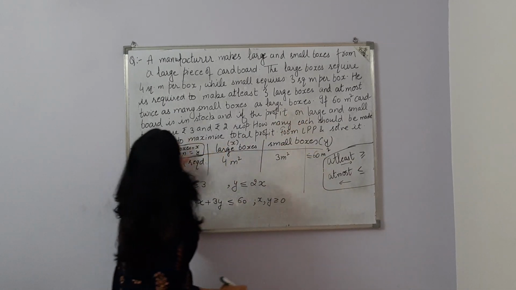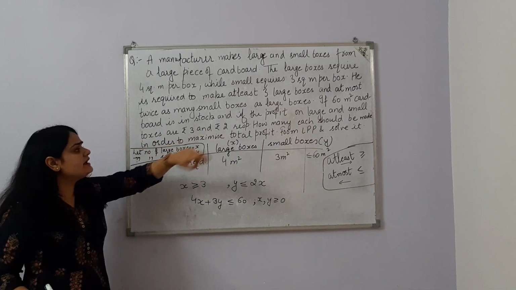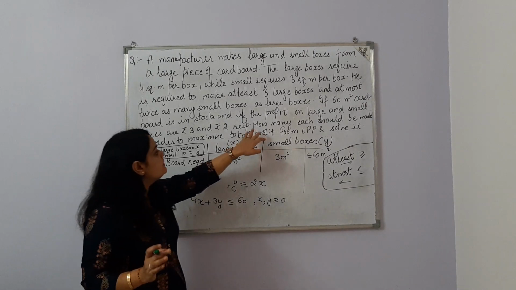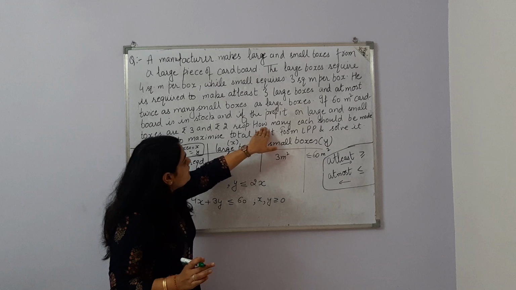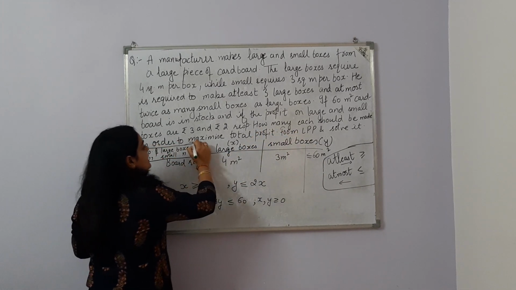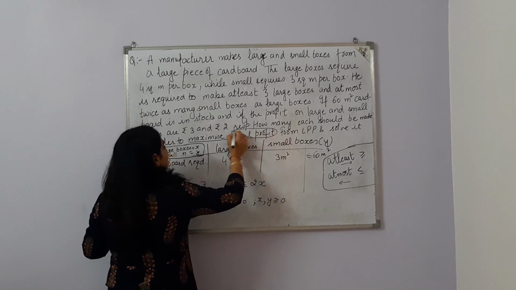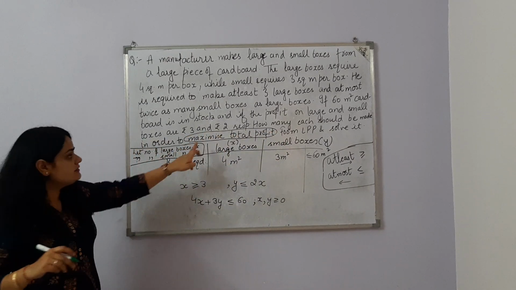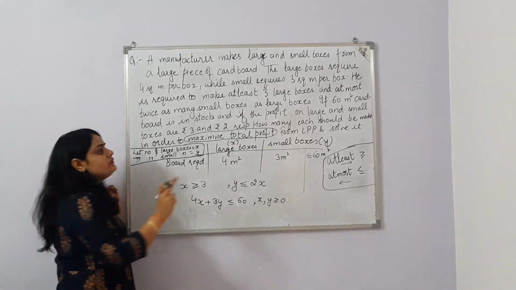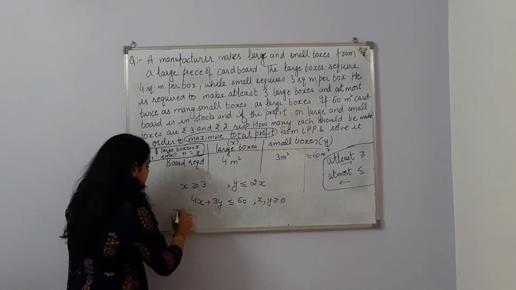So now again, the profit on large and small boxes are ₹3 and ₹2 respectively, the profit is given to us. Now how many of each should be made in order to maximize total profit? Now the word maximize is with profit, that means it becomes the function z.